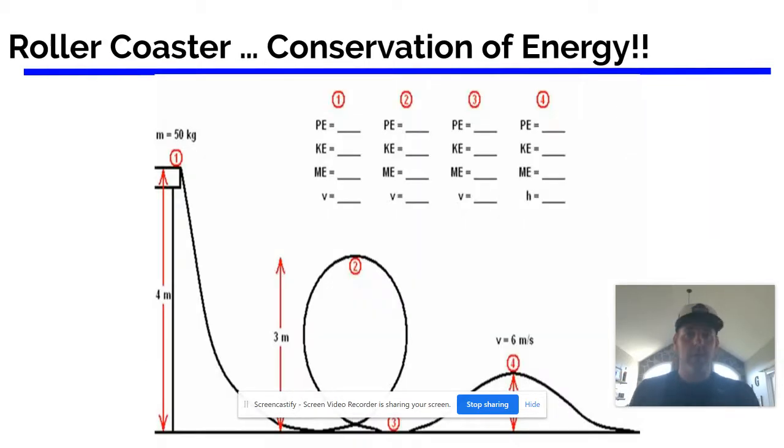So from this diagram, and really from not that much information, we knew the mass of the cart, we knew height at 3 different positions, because we also knew the height at position 3. We knew it was 0 because it's on the ground, and a velocity at a 4th position. We were able to determine all the rest of that information about the roller coaster.